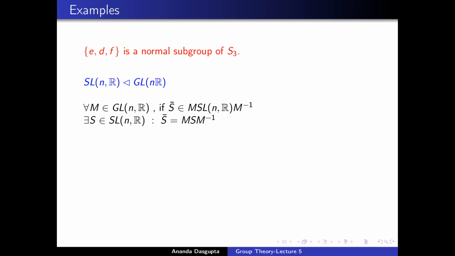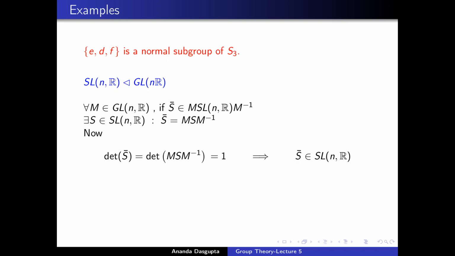Now, all we have to do is check what the determinant of S bar is. The determinant of S bar, from elementary matrix theory, is the determinant of M S M inverse, which is determinant of M times determinant of S times determinant of M inverse. The determinant of M and the determinant of M inverse are reciprocals of each other, so they always cancel out. Determinant of S is 1. So when you use that, you end up with the statement that det S bar is actually 1. And this implies that S bar is actually a member of SLnR.